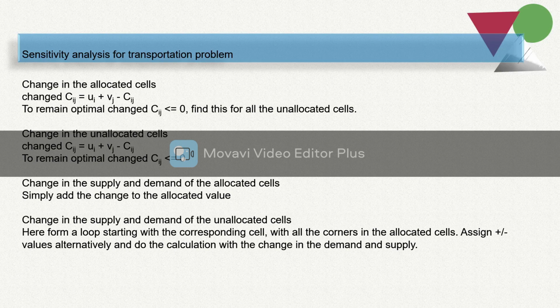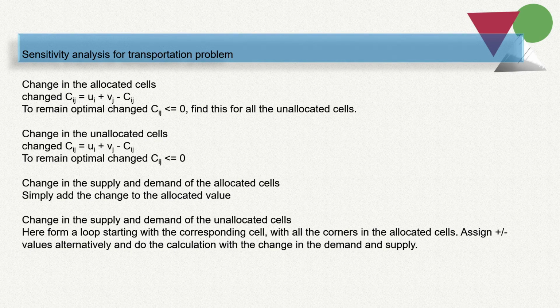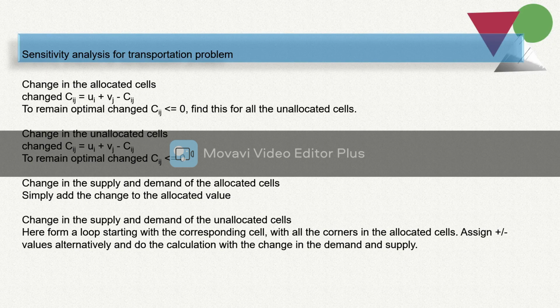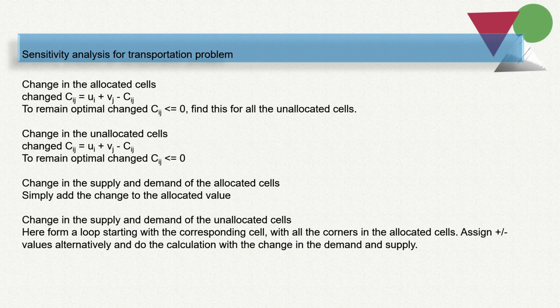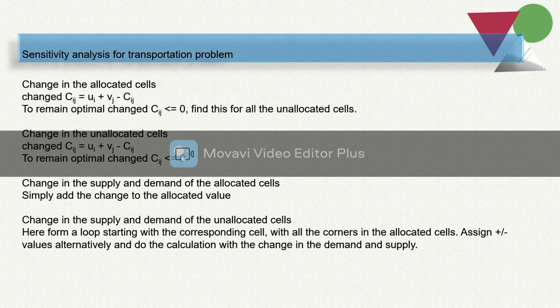In case of change in the unallocated cells, the change Cij equal to ui plus vj minus Cij. Here it is simple. To remain optimal, change Cij is less than or equal to 0. No need to find out the values for all the unallocated cells. Then moving to the change in the supply and demand of the allocated cells, simply add the change to the allocated value. Then change in the supply and demand of the unallocated cells. Here form a loop starting with the corresponding cell with all the corners in the allocated cells and assign positive and negative values alternatively and do the calculation with the change in demand and supply.